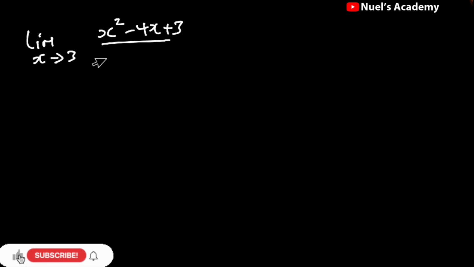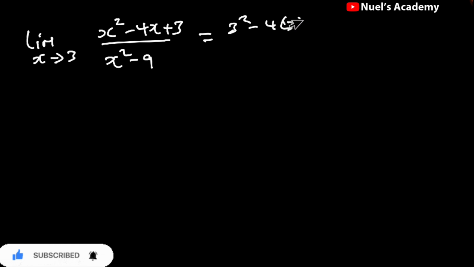So as to find limits as x approaches 3, they are given the function x squared minus 4x plus 3 over x squared minus 9. So let's substitute the value of 3 into this question. So I have 3 squared minus 4 times 3 plus 3 over 3 squared minus 9.